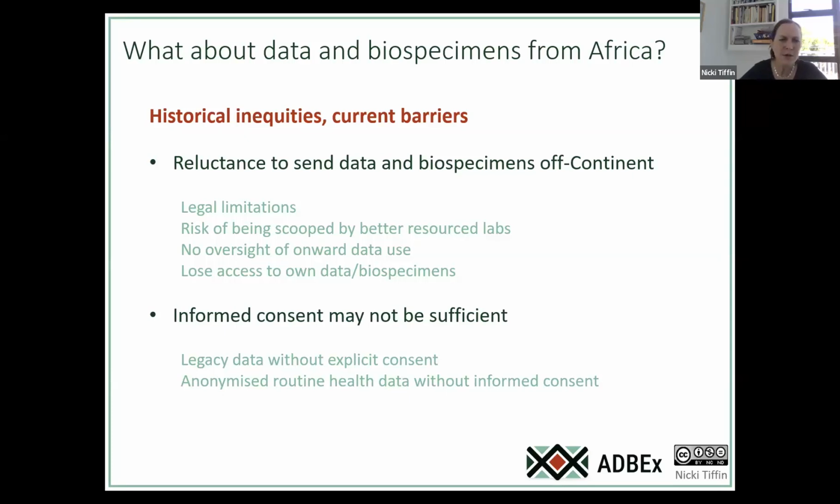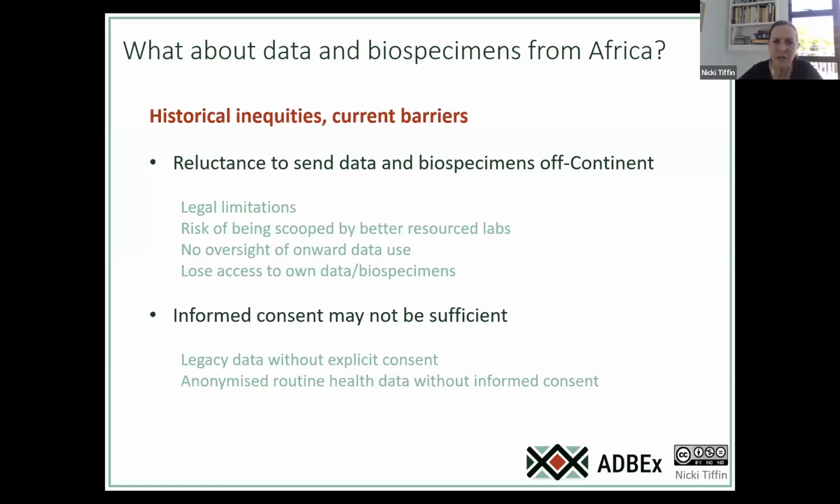The other concerns are sometimes legal limitations, that national legislation means we actually can't send data and biospecimens over borders, or it's not a straightforward process. There's a risk of being scooped by better resourced labs. When you hand over the resources you've generated in African countries, if you're not extremely well capacitated, there's a good chance that you could be scooped on your major papers that you're planning to write, or the analyses you're planning to do, by better resourced labs in the global north.